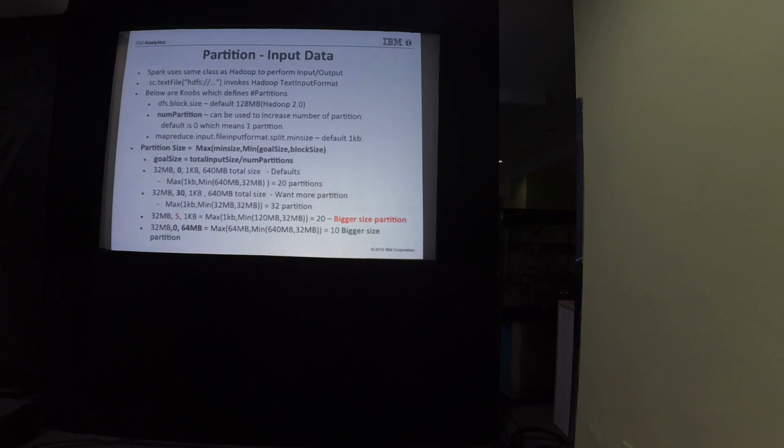But finally, there are 3 knobs which control the partitioning in the case of input, and these come from MapReduce also. One is the DFS block size. Then the number of partitions, the parameter by which you ask Spark for a certain number of partitions. And the third one is the split size, the input split size. So this is the formula for partition size.